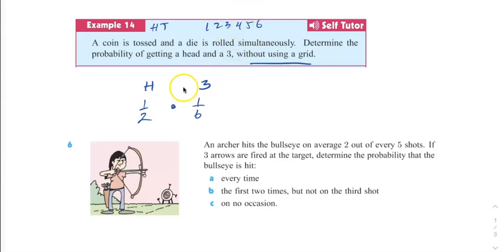And again, these are independent events. If I get a head, it does not affect how I do on my roll of the die. These are independent events. They don't affect each other. So you just multiply them together and you get 1 over 12.